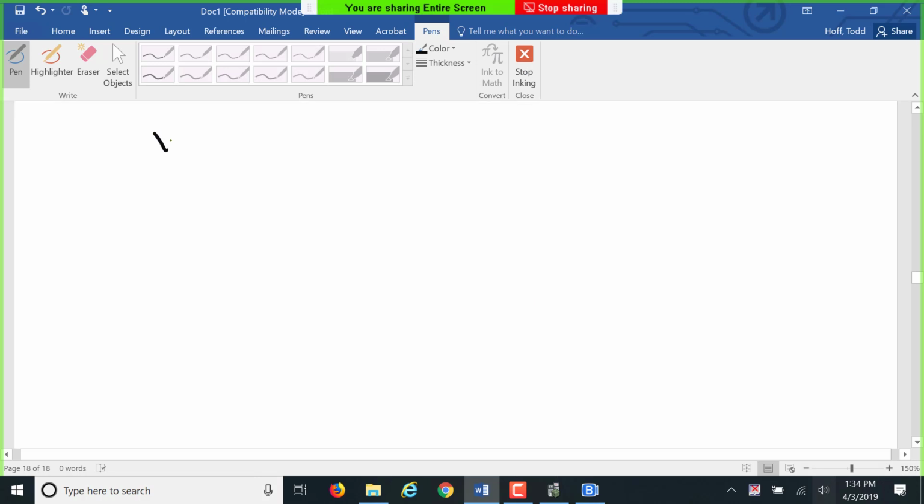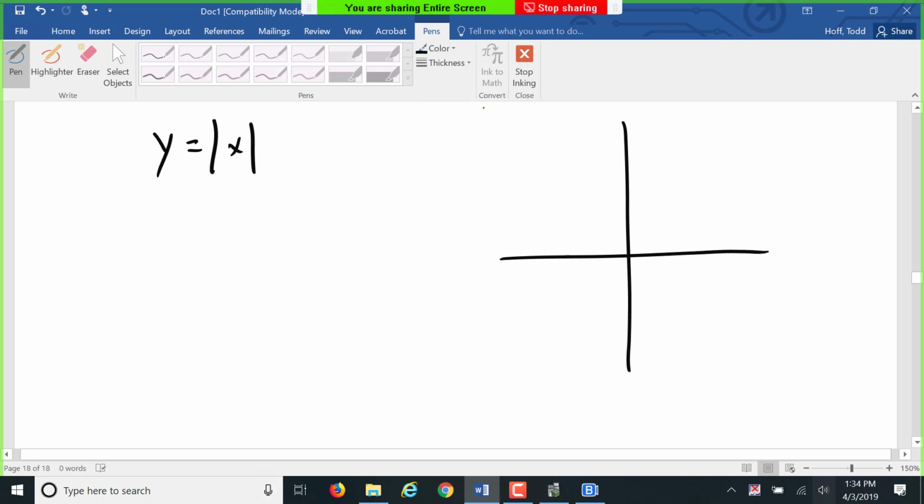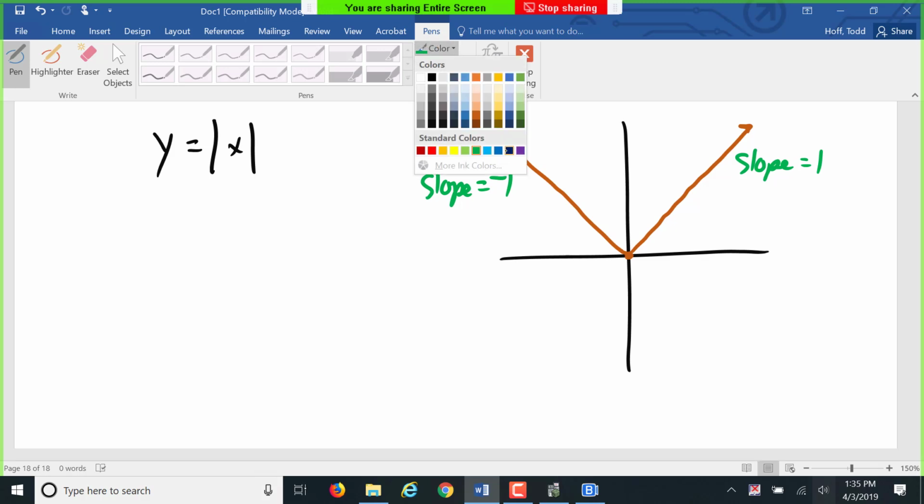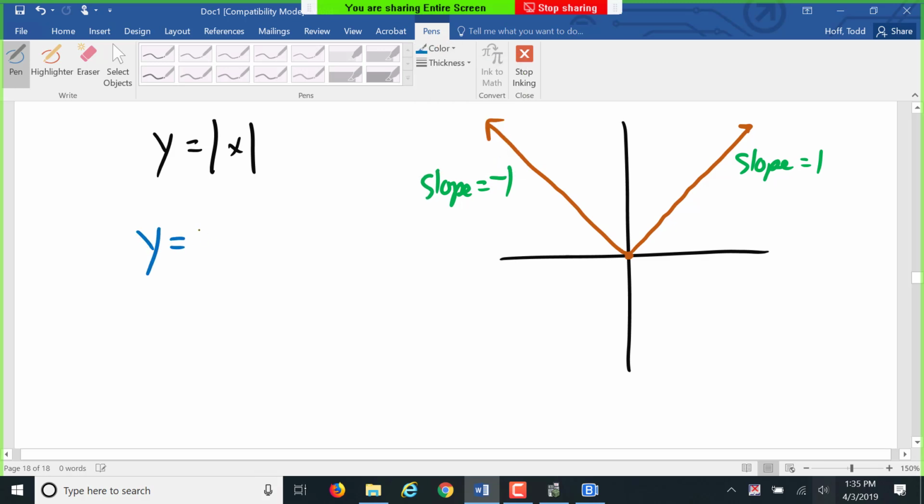For an absolute value, this one's a little easier to deal with. Y equals the absolute value of x, of course, has its vertex at the origin. And this side has a slope of 1. This side has a slope of negative 1. So it'd be pretty easy to imagine what this looks like. Y equals 3 times the absolute value of x.